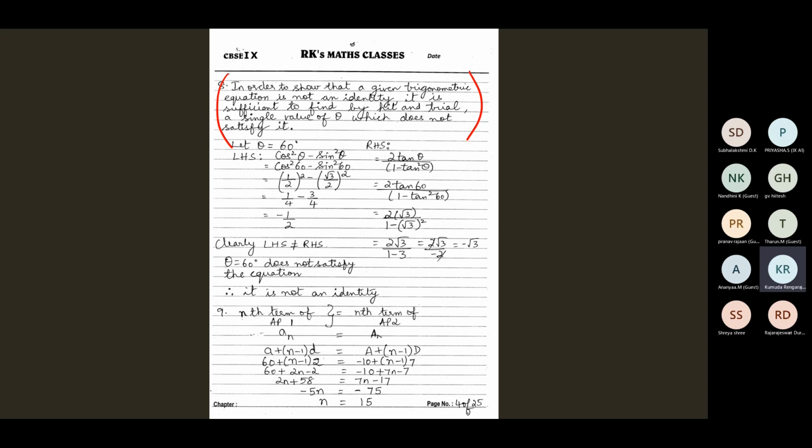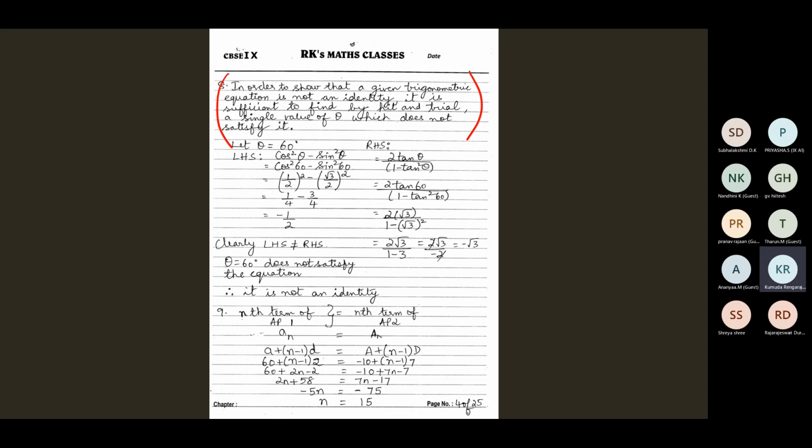Equation means the equation is true for some value of x or for some value of y or for some value of theta, not for any value of x, any value of y, any value of theta. If the equation holds good for a particular value of x or for a particular value of y or for some value of theta, for one or two values of theta, but not all values of theta. If the equation is true for one or a few values of theta, it's an equation.